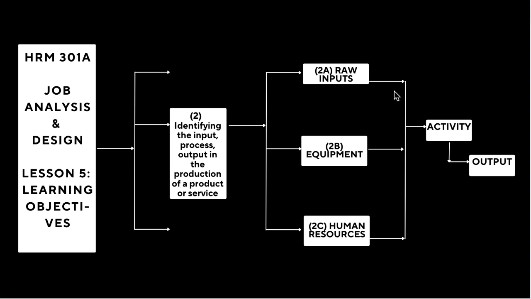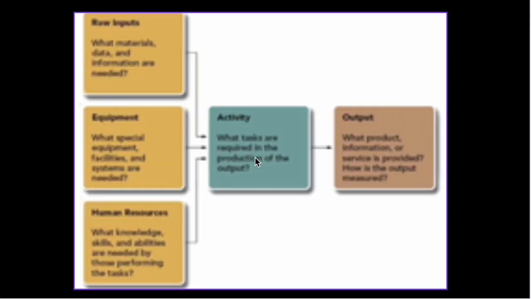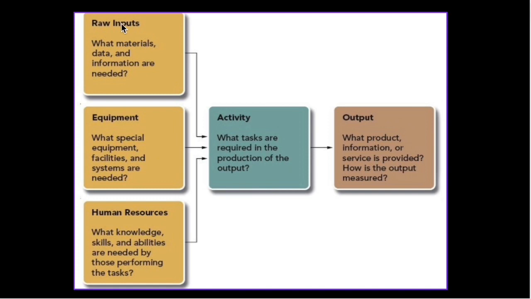And then you have the process. So for example, you have the process: raw inputs, equipment, and human resources. They do an activity and there's an output. A better picture is this. When you have a product or service, what are the raw inputs? What is needed? What equipment do we need to make it? And what human beings do we need to perform that task? All of these do one activity, and then there is an output, the service or the product.